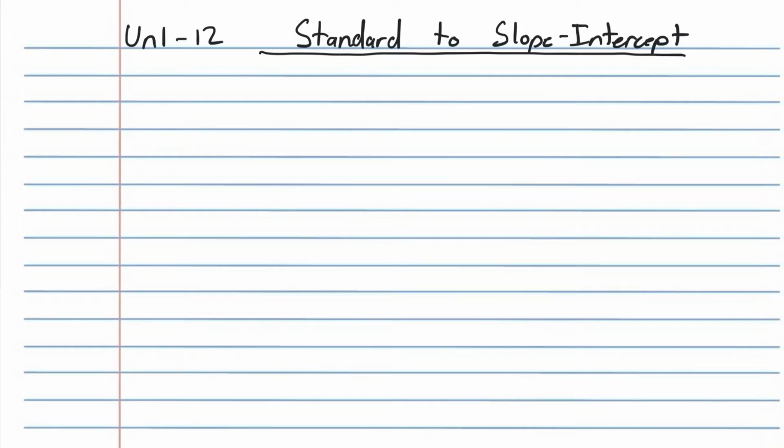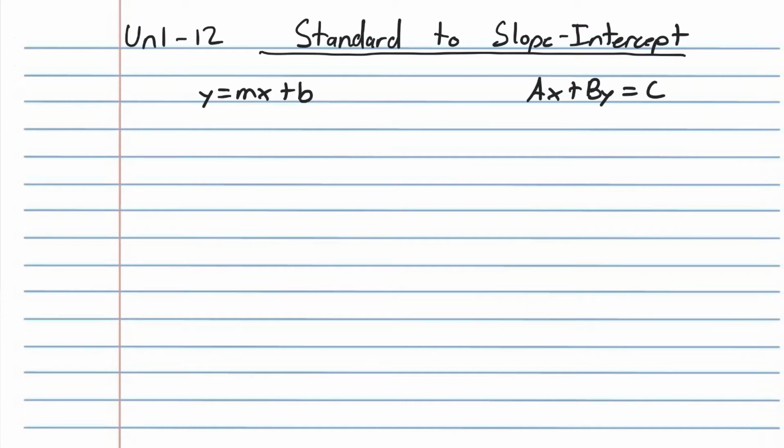In this video, I just want to briefly talk about the two equations we've been working with so far. Remember, slope-intercept is y equals mx plus b, and standard form is ax plus by equals c. Now, they're both useful and they both have their key characteristics.